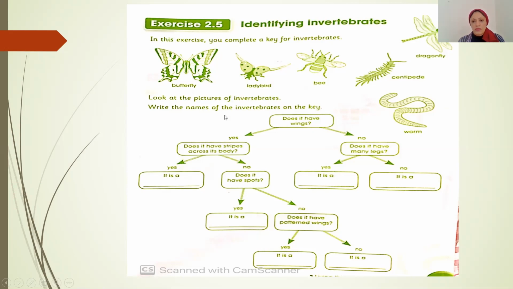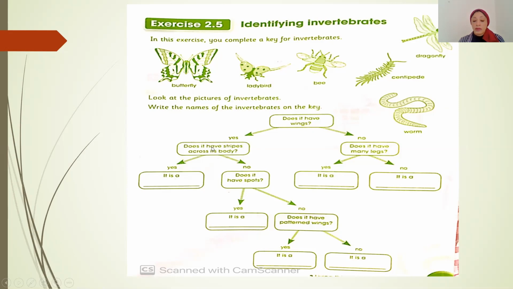Let me start with the first question, then I will explain. Does it have wings? Some of these invertebrates are without any wings. Yes, like the centipede and worm. So we can just ignore these two. So we have to choose between the other four: butterfly, ladybird, bee, and dragonfly. So does it have wings? If the answer is yes, we have four options here: butterfly, ladybird, bee, and dragonfly.